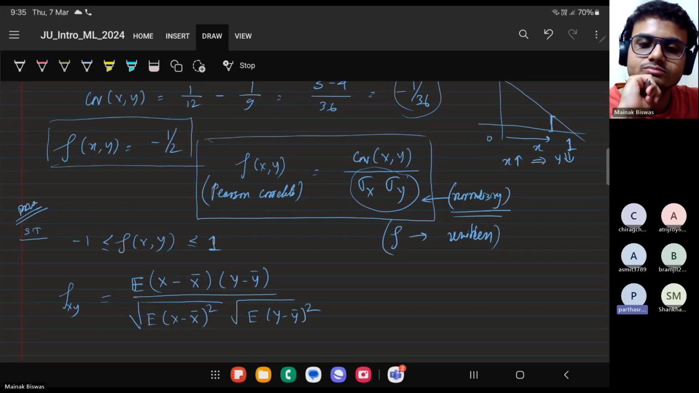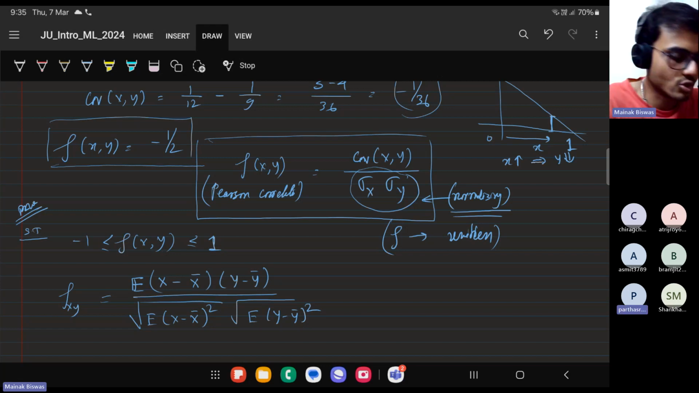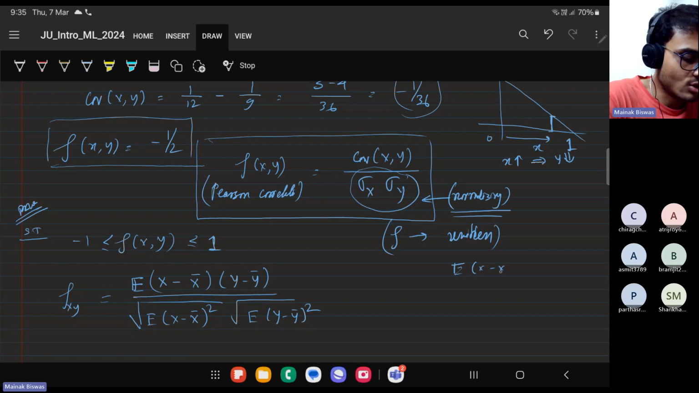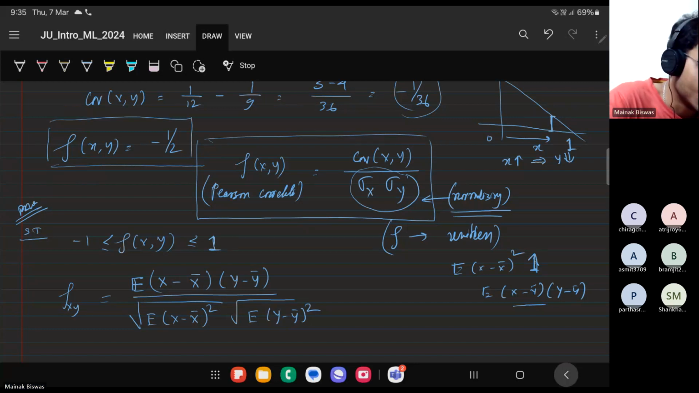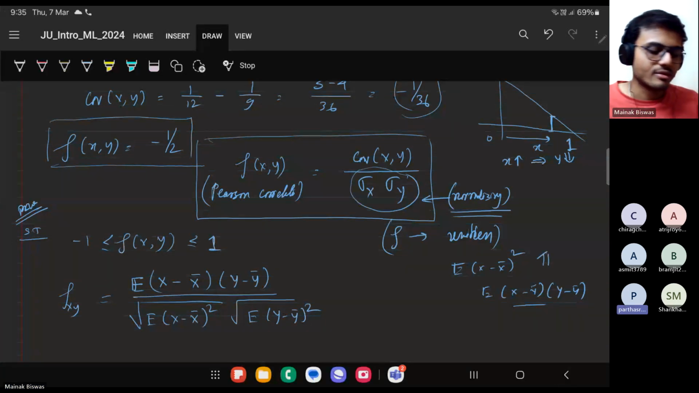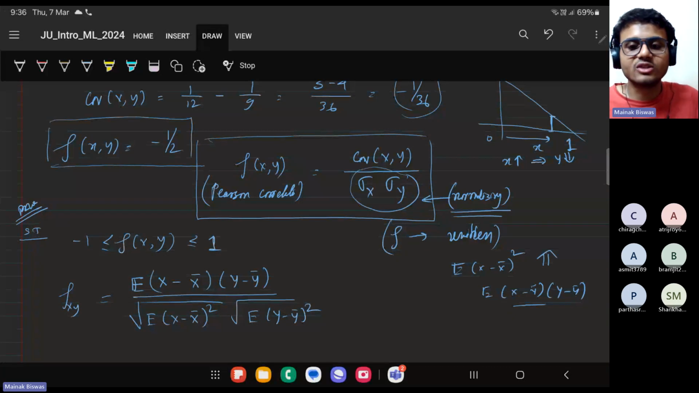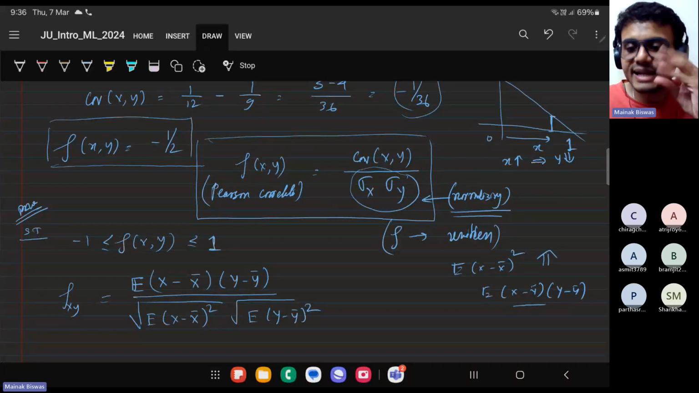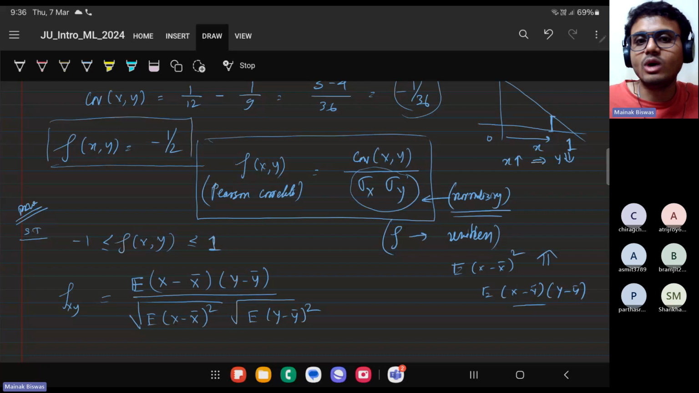So in order to make it lie between -1 and 1, you normalize it. See this, x minus expected value of x. If this is very, very large, then x minus x cap will become very large when you multiply with y minus y cap, right? But you will not be able to put it on the same footing. So you will not be able to see the interaction between x and y. You will see the effect of one variable only. That you want to stop doing.